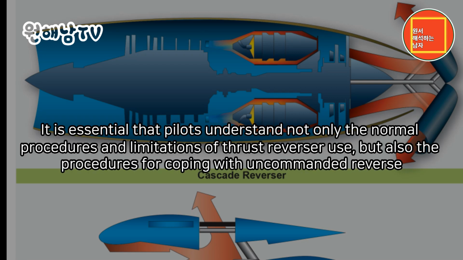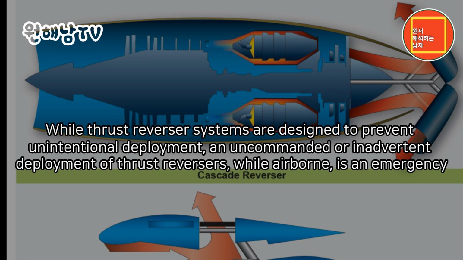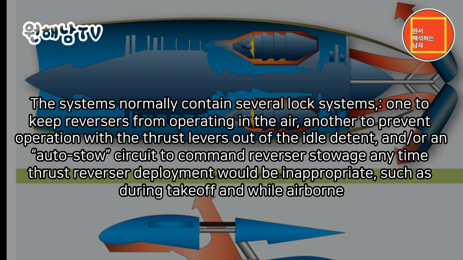It is essential that pilots understand not only the normal procedures and limitations of thrust reverser use, but also the procedures for coping with uncommanded reverse. While thrust reverser systems are designed to prevent unintentional deployment, an uncommanded or inadvertent deployment of thrust reversers, while airborne, is an emergency. The systems normally contain several lock systems, one to keep reversers from operating in the air, another to prevent operation with the thrust levers out of the idle detent, and/or an auto-stow circuit to command reverser stowage anytime thrust reverser deployment would be inappropriate, such as during takeoff and while airborne.